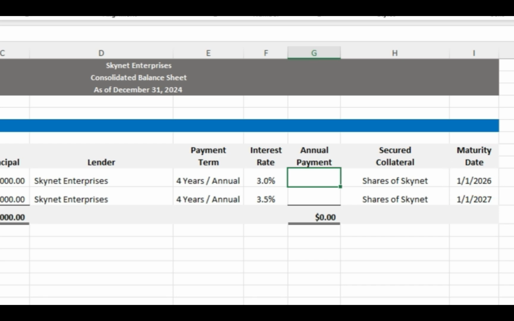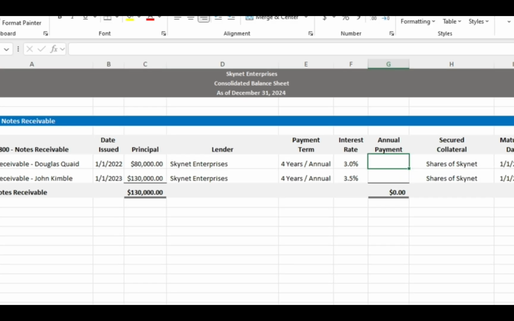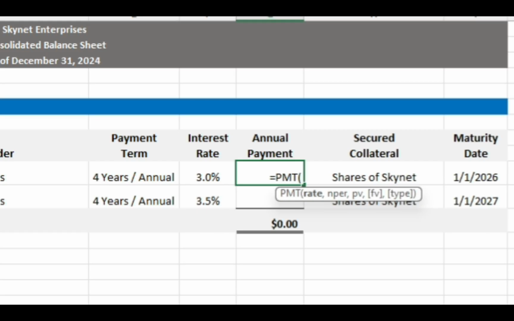So I want to show you the payment function because this is a real easy function in Excel that you can use to determine how much your monthly payment, quarterly payment, or annual payment is going to be on a note. We're going to do equals PMT, paren. We're going to grab our interest rate. Now note, if you had a monthly payment, you would want to divide the interest rate by 12. In this situation, our N is going to be the number of times we're going to be making payments. If it was monthly, you would do 48, 4 times 12. But in this situation, it's an annual payment, so we're just going to do 4 years.